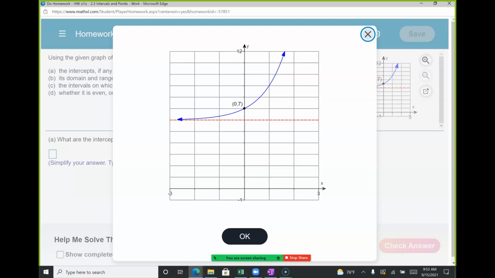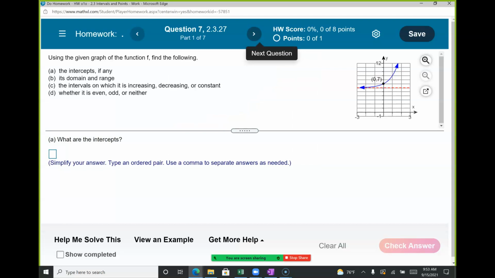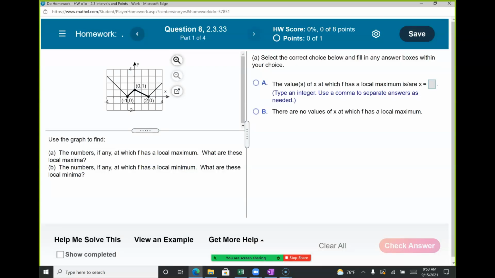I'm sorry, the domain is all reals, but what's the range? What's the lowest the height is at? 6. Yeah, so open 6 to open infinity, right? It never quite gets to 6. It gets really close. This is an exponential function. And I think that's it for this question.